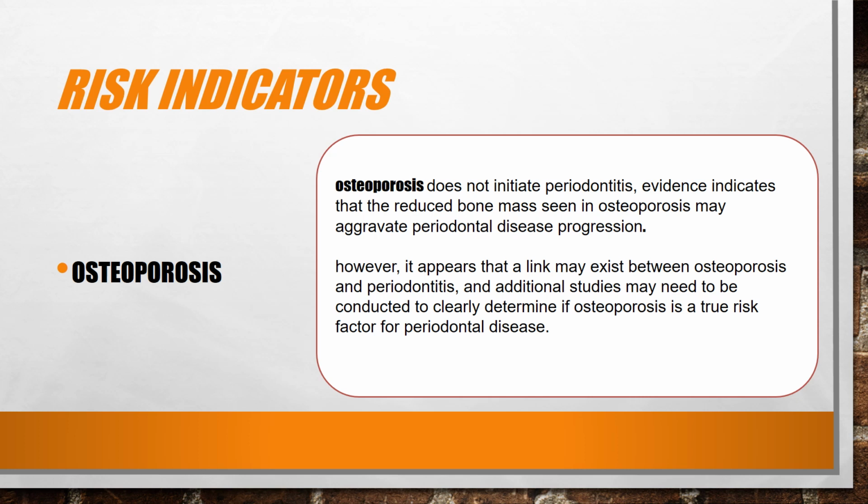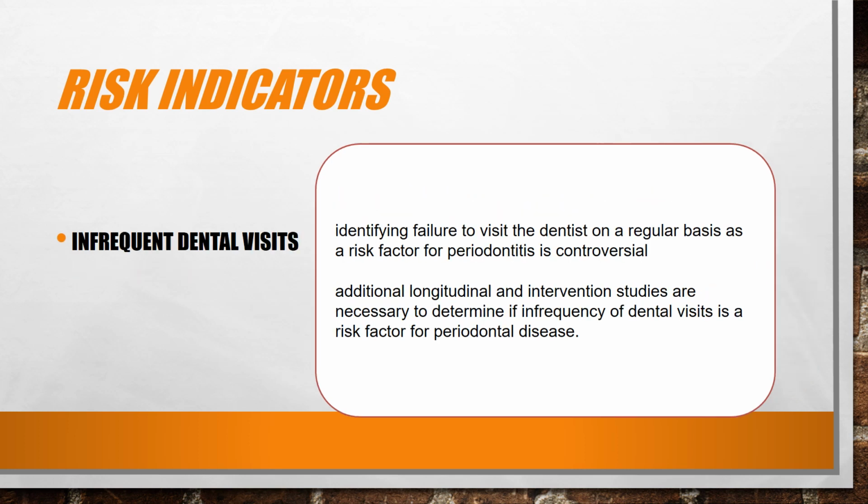So coming to osteoporosis, it does not initiate periodontitis. Evidence indicates that the reduced bone mass seen in osteoporosis may aggravate periodontal disease progression. However, it appears a link may exist between osteoporosis and periodontitis. Osteoporosis is decreased bone density. Additional studies may need to be conducted to clearly determine whether osteoporosis is also a risk factor for periodontal disease. So that's about osteoporosis. Coming next is infrequent dental visits.